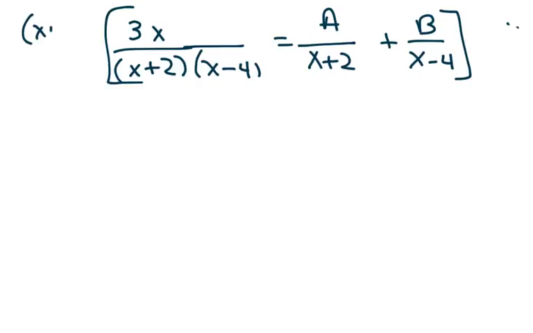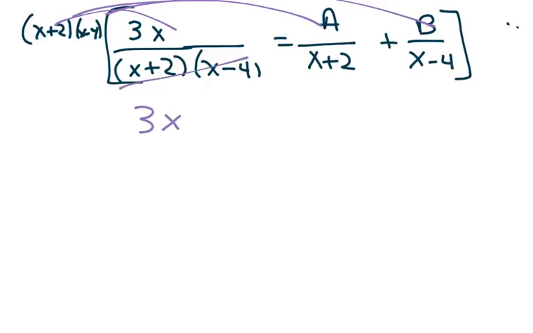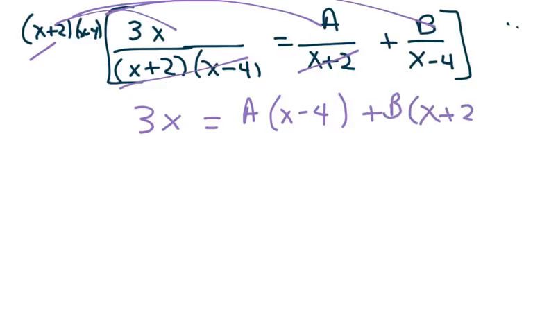So we're going to do x plus 2 times x minus 4, and we're just multiplying it by each term so that it cancels here. So we get 3x equals, in this case, this will cancel with that. So you just have a times x minus 4 plus b times x plus 2. So now what are you going to do? We're going to let x be what?